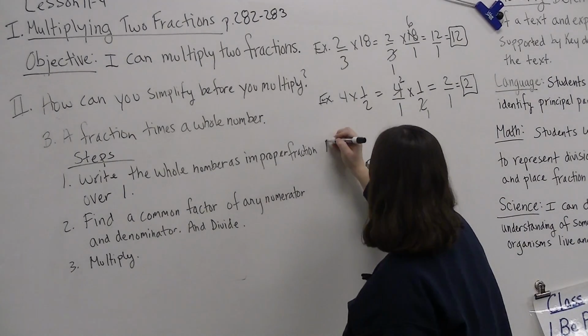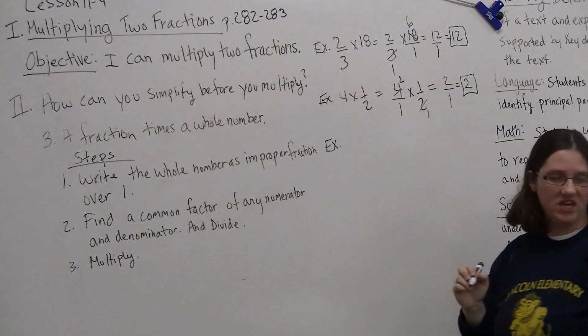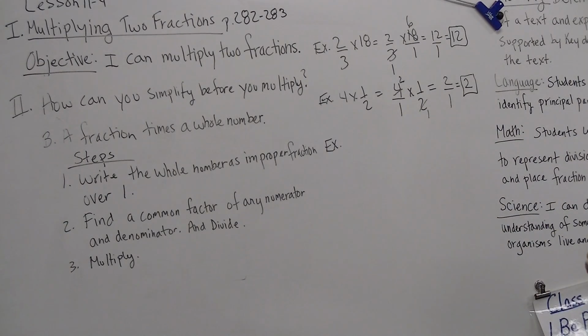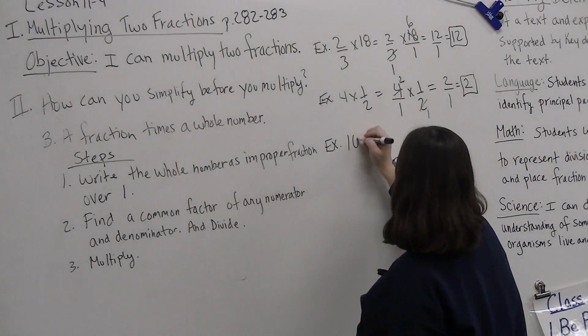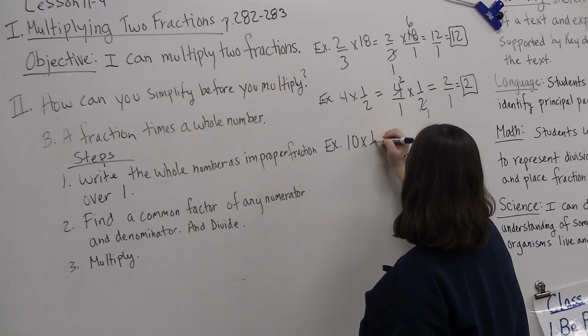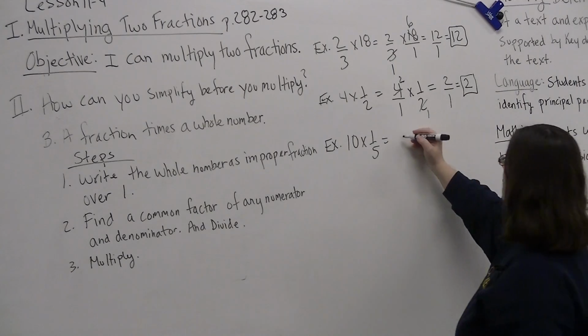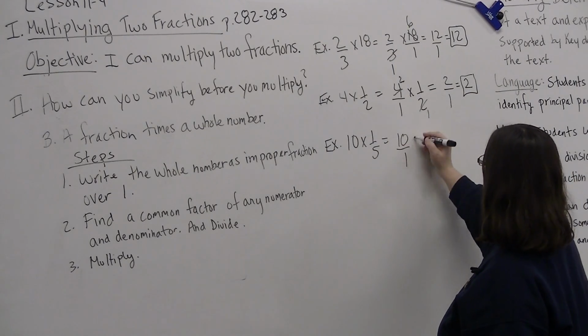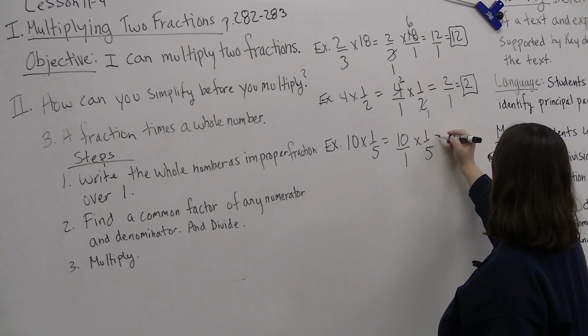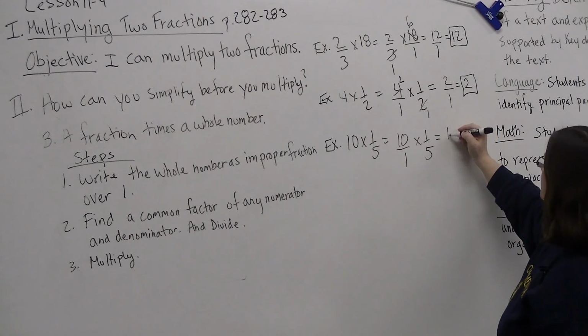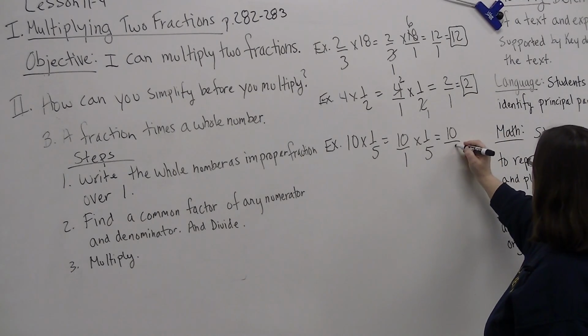Our last and final example, we can see and practice with this: 10 times 1/5. Again, first step is to take this whole number and make it an improper fraction over 1 and multiply it by 1/5. 10 times 1 is 10, and 1 times 5 is 5.